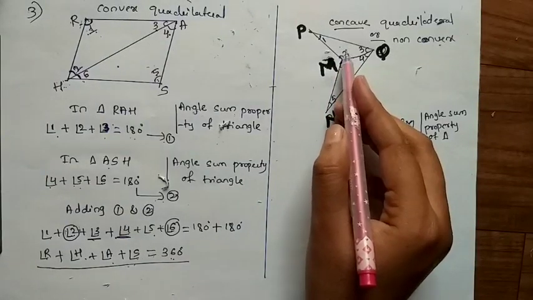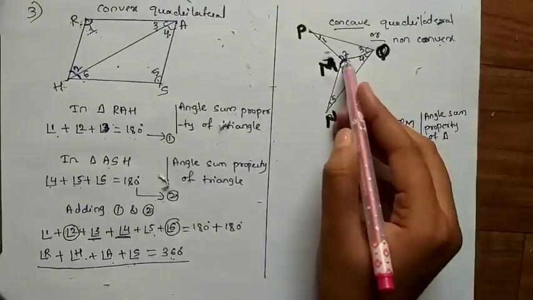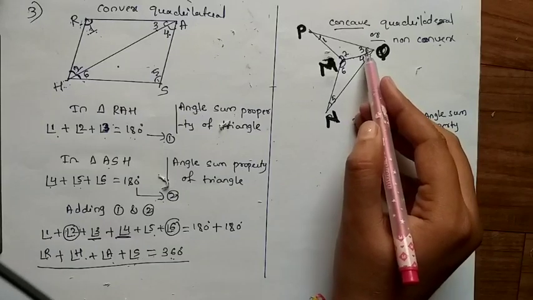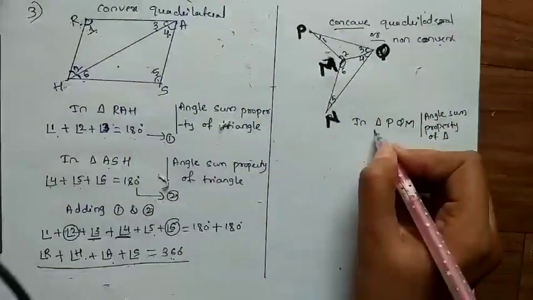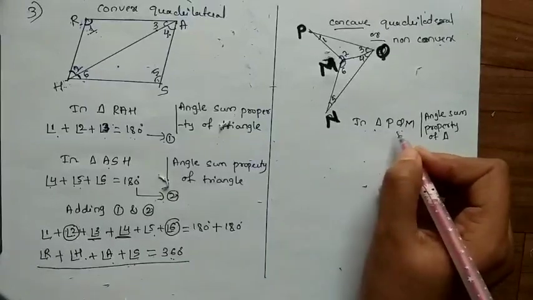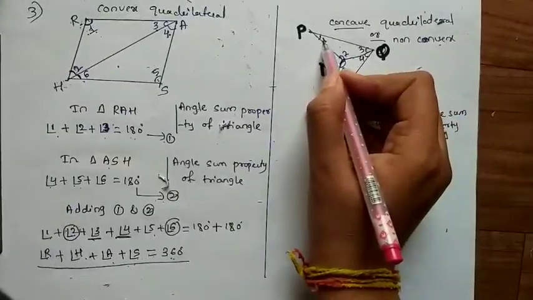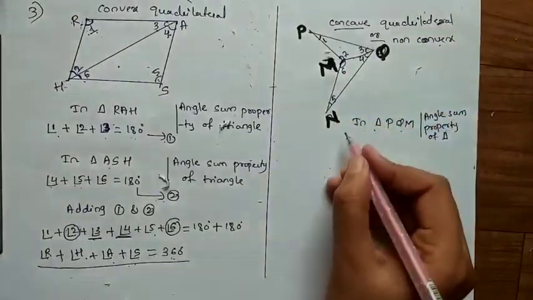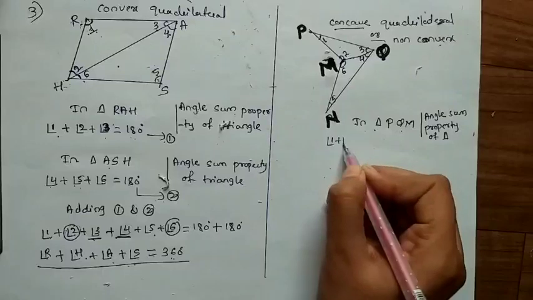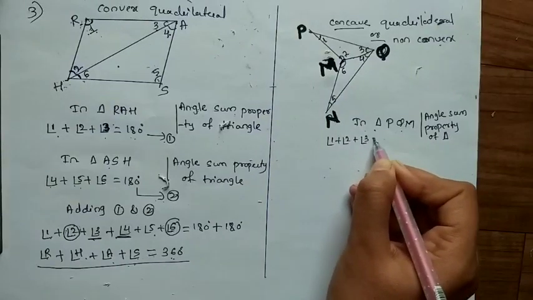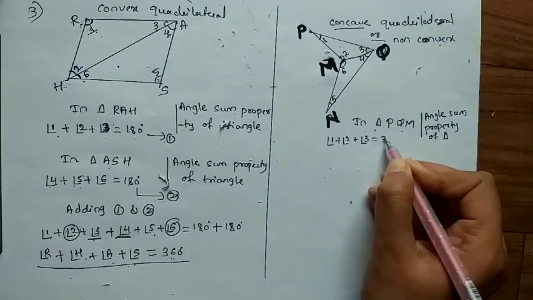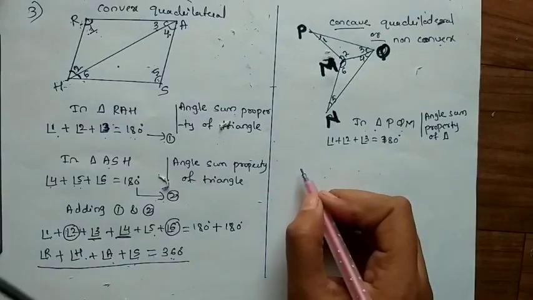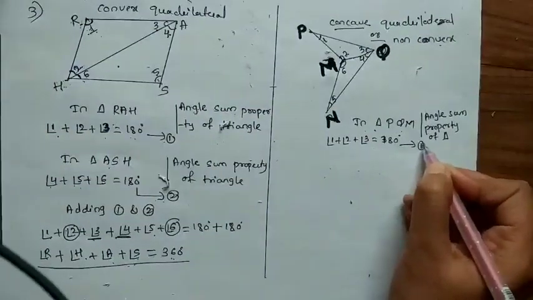Here the angles' names are angle 1 plus angle 2 plus angle 3, which is equal to how much? 180 degrees. So right here in triangle PQM, angle P is 1, angle Q is 3 and angle M is 2. So angle 1 plus angle 2 plus angle 3 is 180 degrees. Take this as equation 1.